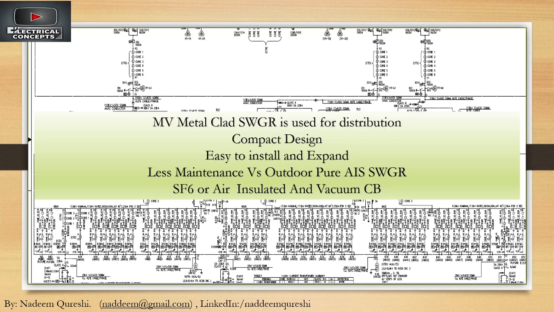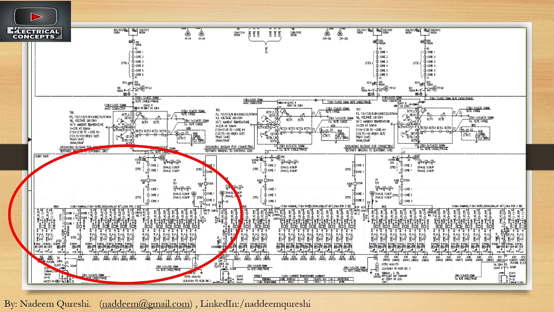The insulation medium for the bus bars is air, and for circuit breakers sometimes SF6 and sometimes vacuum. In some switchgears the incomer and capacitor feeders are SF6 type, while the normal outgoing feeders are vacuum type circuit breakers. So let us focus on one section out of these three.